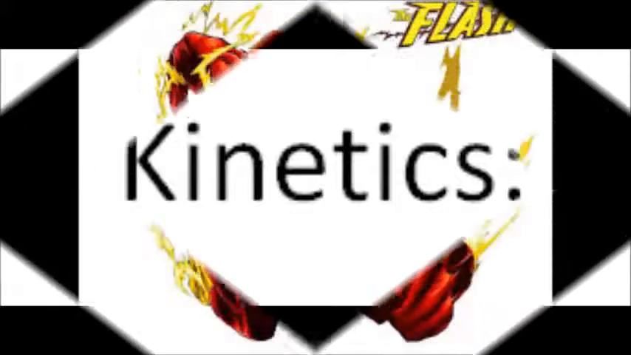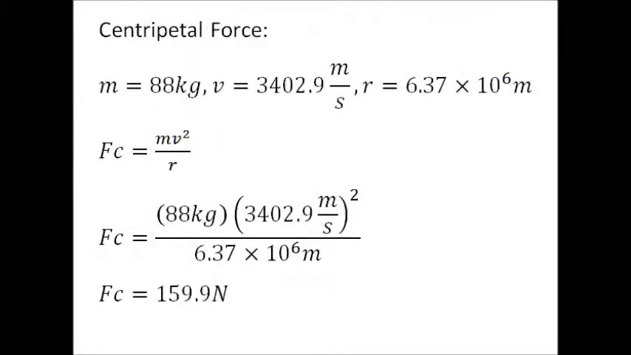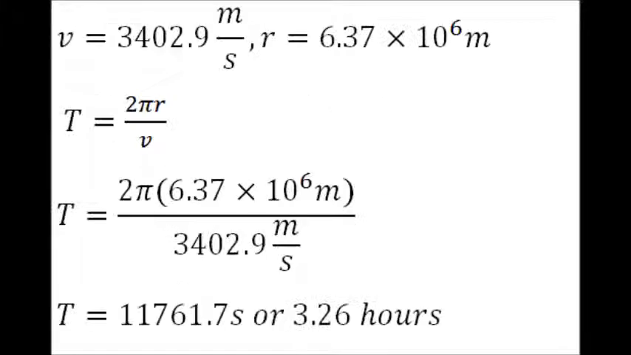Next, let's find the centripetal force of the Flash as he runs around the Earth. We know the mass of the Flash, the speed of the Flash, moving at 3,402.9 meters per second, and the radius of the Earth. To do this, we need the formula Fc equals mv squared over r. First, we're going to multiply our mass by our velocity, and square our velocity, and divide this by the radius. This will give you a centripetal force of 159 newtons.